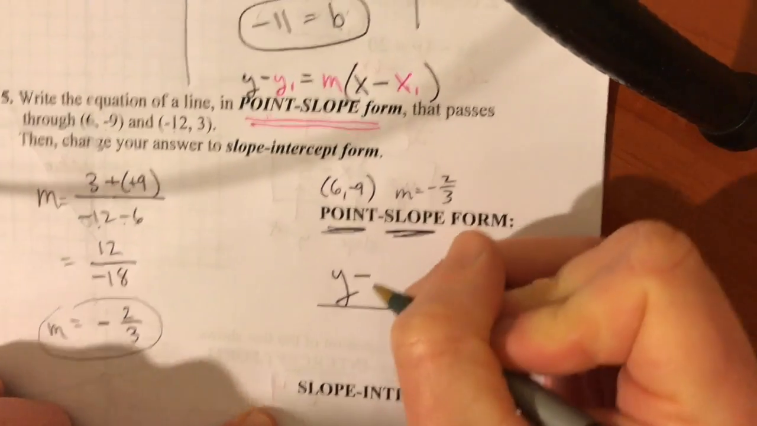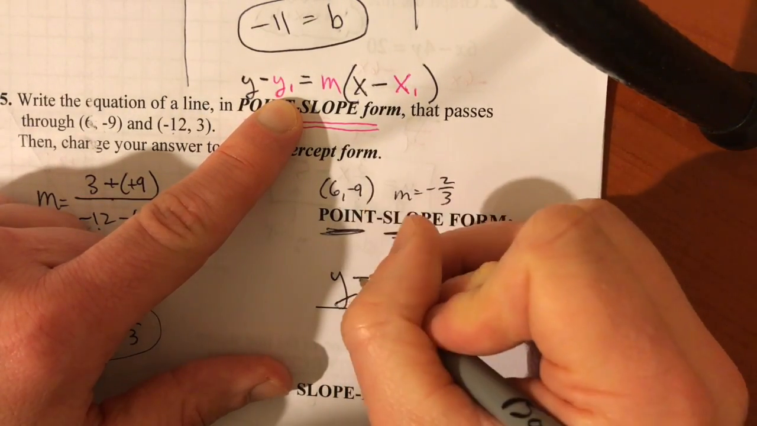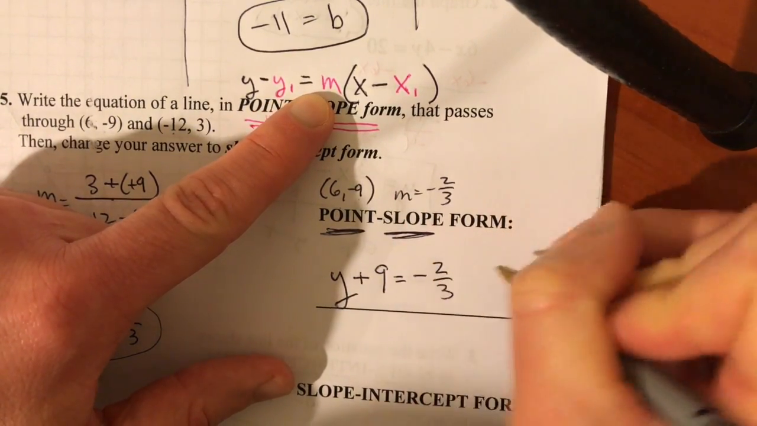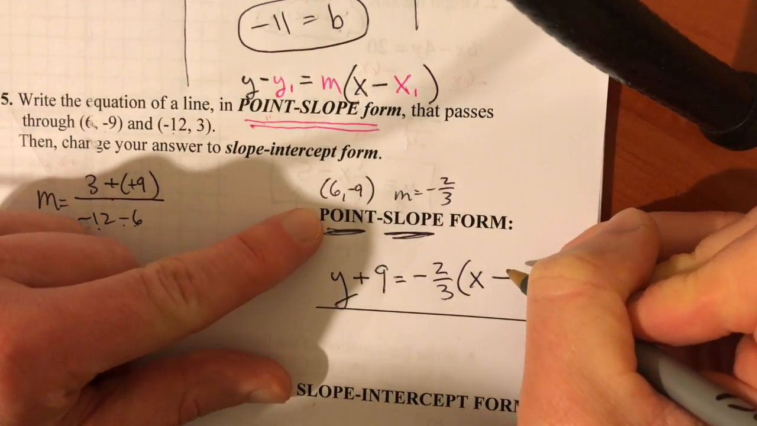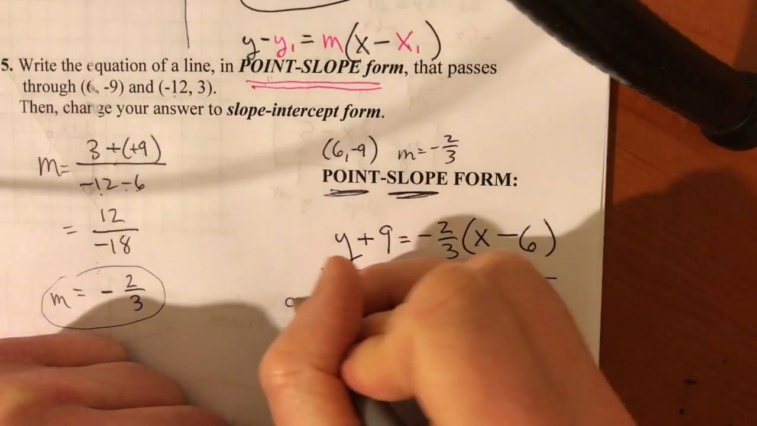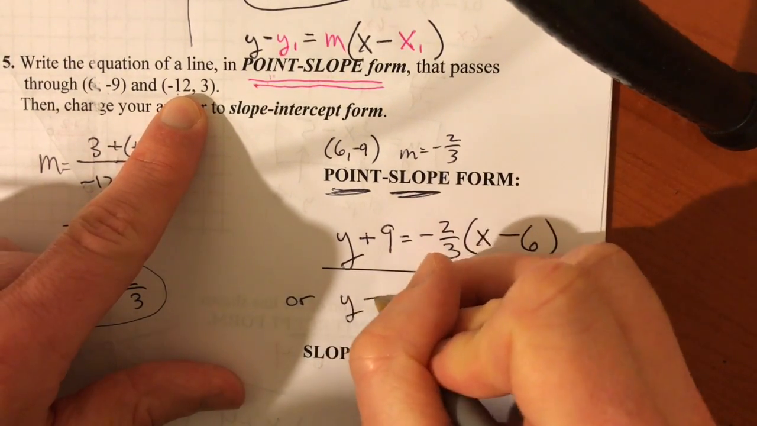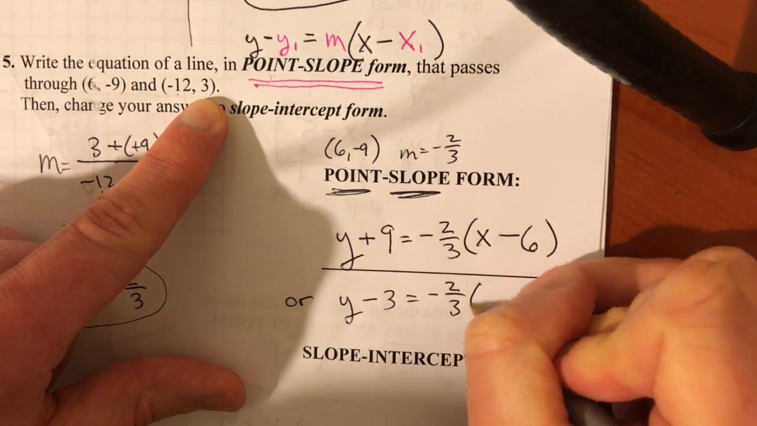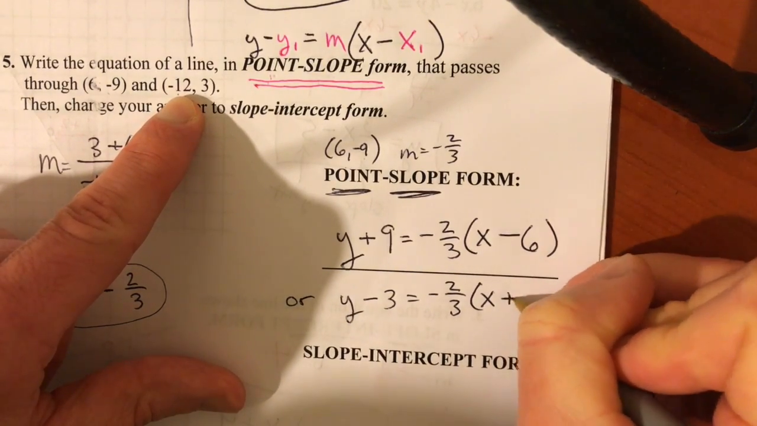Y minus the y-coordinate of the point, so y minus negative 9, so that becomes y plus 9, equals the slope, that has to be negative 2/3, times x minus the x-coordinate of the point you're using. Done. If you had used the other point, here's what it would look like. So if I use this point along with the slope, it would be y minus that y-coordinate of 3 equals the slope of negative 2/3 times x minus this x-coordinate, and minus negative 12 becomes plus 12.